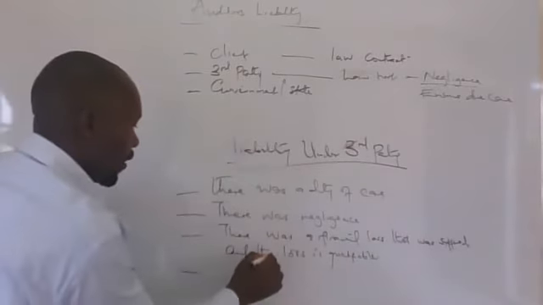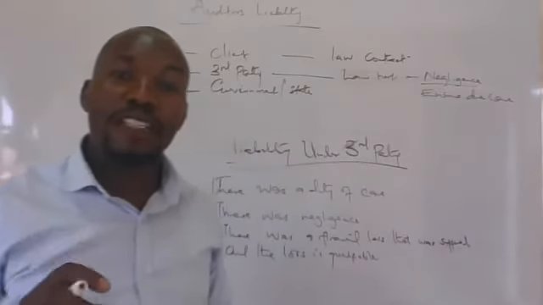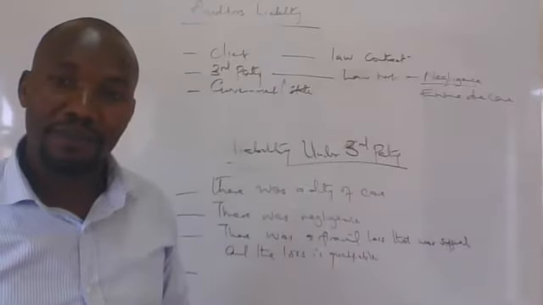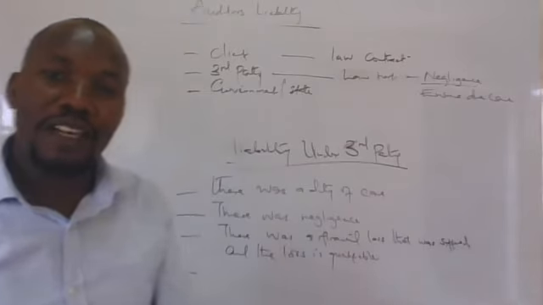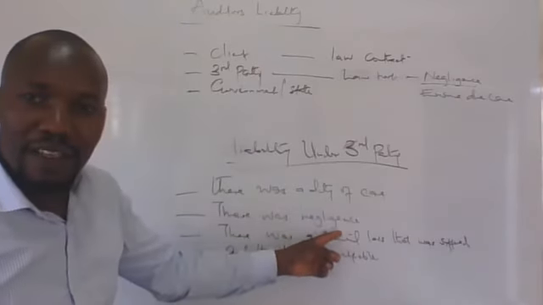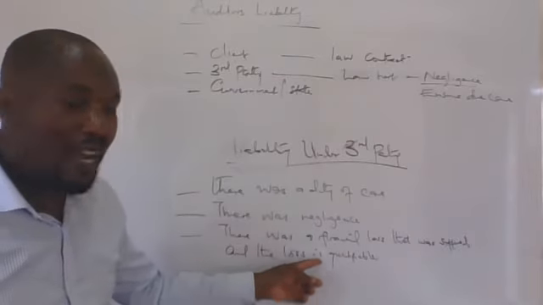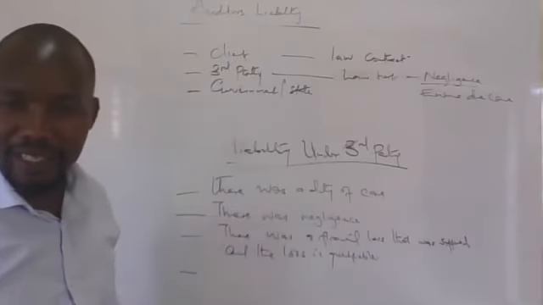The next one, he has to prove that he made a loss, and that loss relates to the fact that you are negligent. So the client, there was a loss that the client suffered, and that loss can be related to negligence.